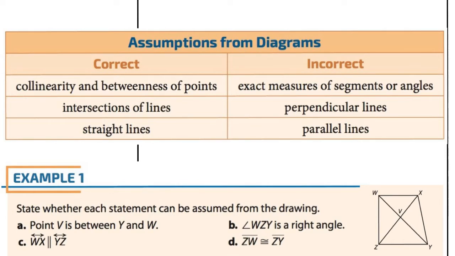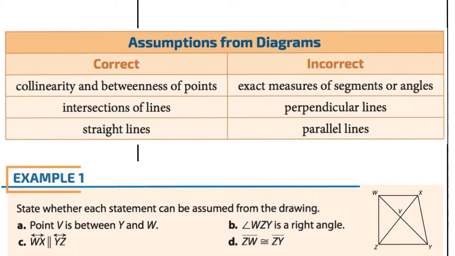So example number 1 says to state whether each statement can be assumed from this drawing. Now remember, we want drawings to mark for us everything. So let's look at A. Point V is between Y and W. Yes, we can assume betweenness. If it looks like V is between Y and W, yes, we can assume that.